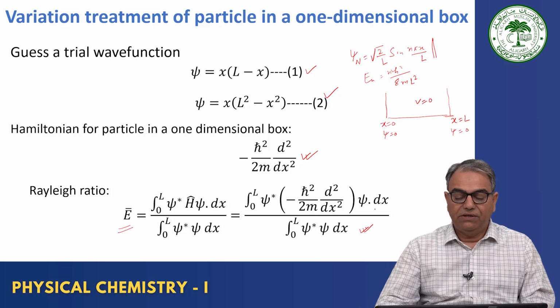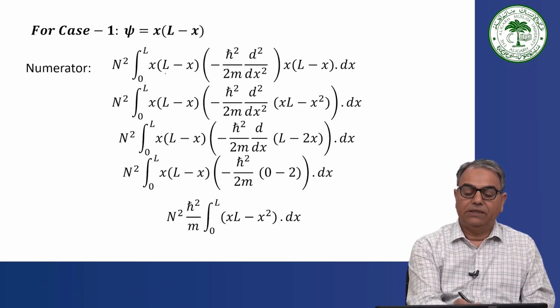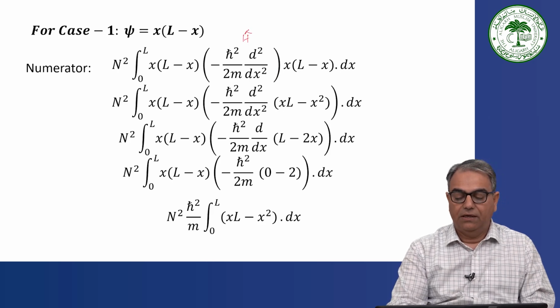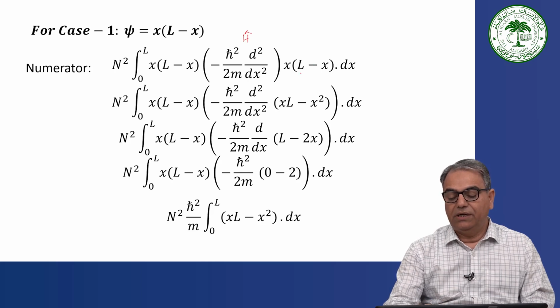If you put the value of the trial function psi is equal to x(L minus x), then your numerator becomes x(L minus x) and x(L minus x), and in between you have the Hamiltonian H. Okay. So what you need to do is differentiate this expression x(L minus x).